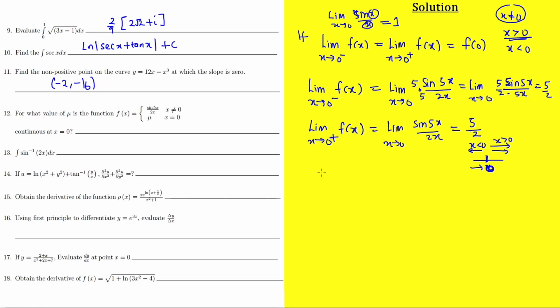Now, what is my f of 0? That is when my x is 0, which is mu. But for this function to be continuous, all these three things must be equal, meaning that my mu is just 5 over 2. Simple. I'm done. So let's write this. Our correct answer here is 5 over 2.